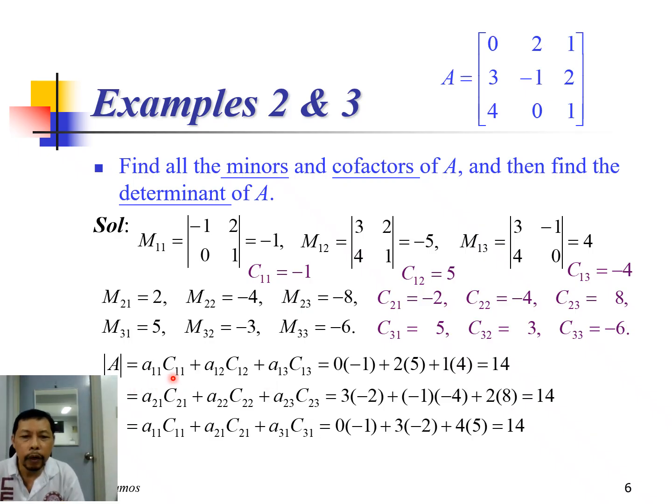A11 times C11 plus A12 times C12 plus A13 times C13. Since we already know the values of C11, C12, and C13, and we know that A11 is 0, A12 is equal to 2, A13 is equal to 1, we simply substitute those values in this equation and it will give us a value of 14. So it follows that the determinant of this matrix is equal to 14.